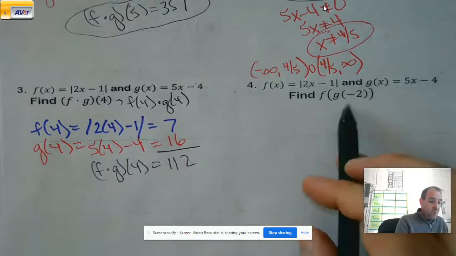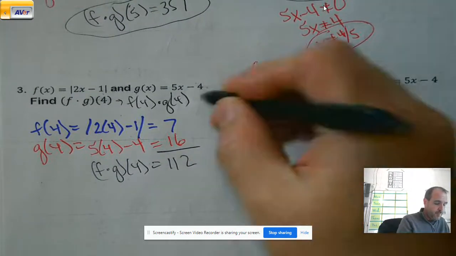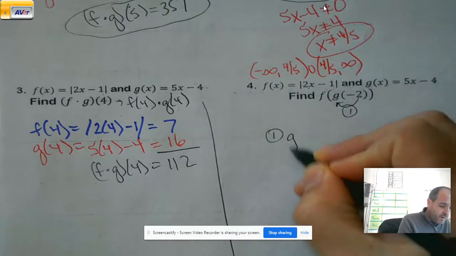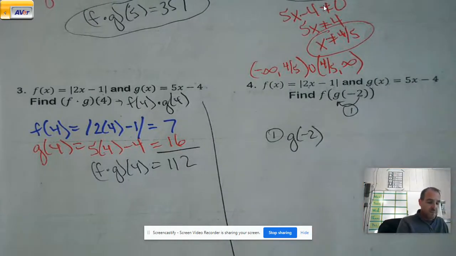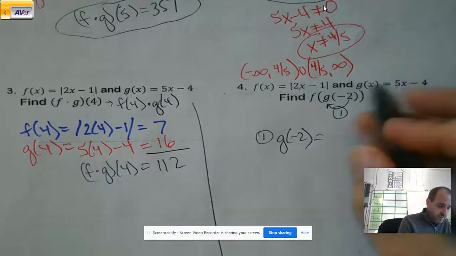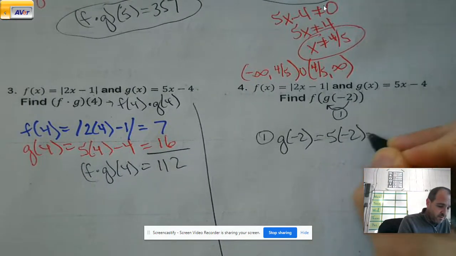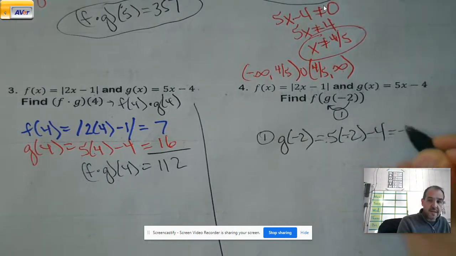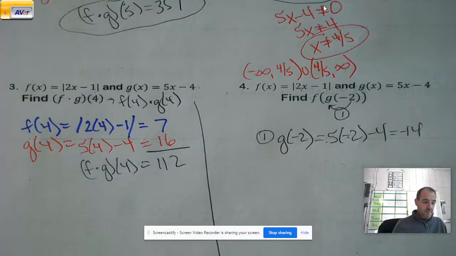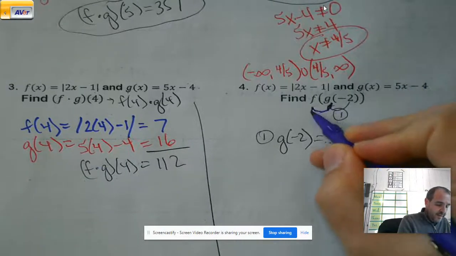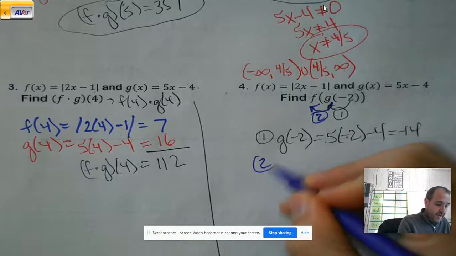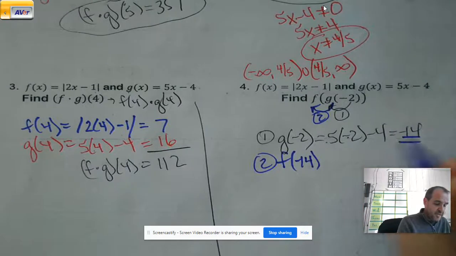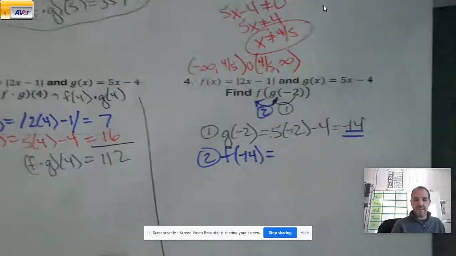Details. One composition to finish them up. First step, negative 2 into g. So there's my g function. 5 times negative 2 is negative 10. Minus 4 is negative 14. And then we're taking that answer and plugging it into f. It's just like doing 2 steps, just 2 different equations this time.